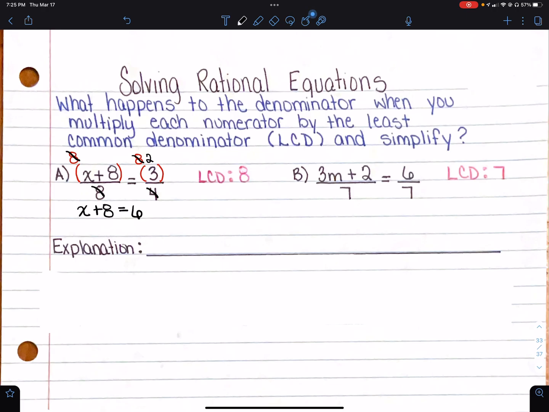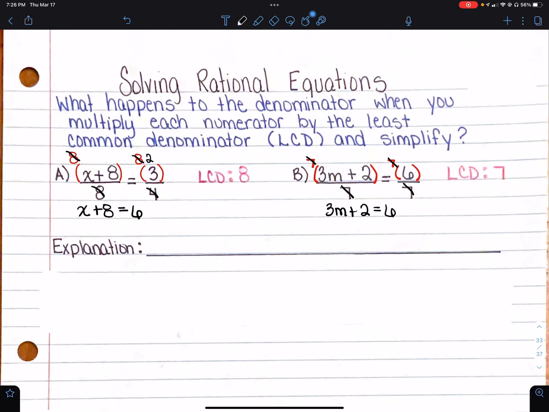Okay, so let's see if that works on example B as well. So on example B, we have 3m plus 2 divided by 7 equals 6/7. Well, our common denominator on that one is 7. Even though I've written it there, we can see that it's 7. Okay. Now on this one here, I'm going to go ahead and do that same thing and simplify before I do any distribution. So 7 divided by 7 is eliminated. And on the right side of the equation, same thing. So I am left with 3m plus 2 equals 6.